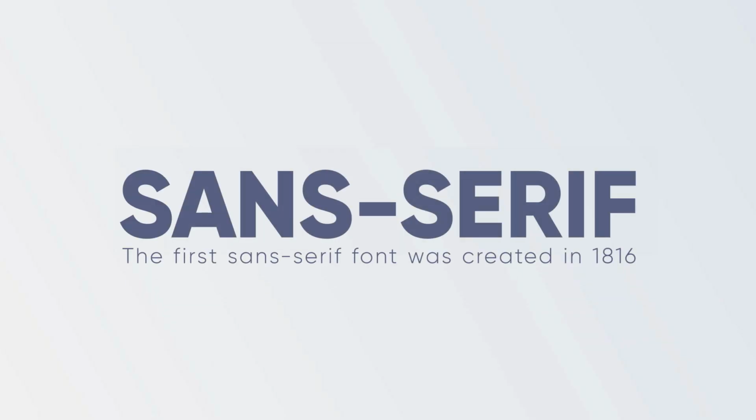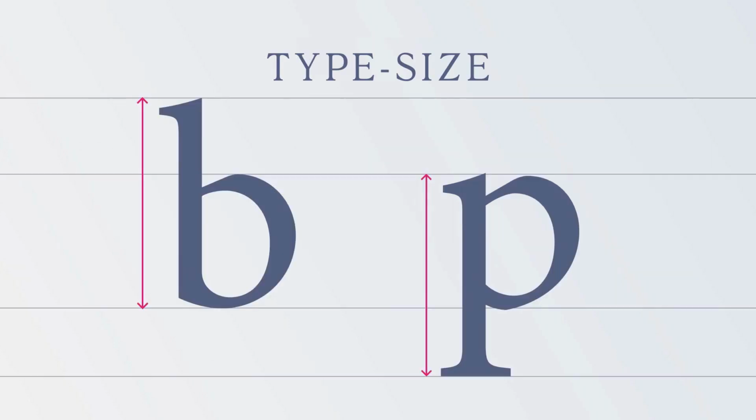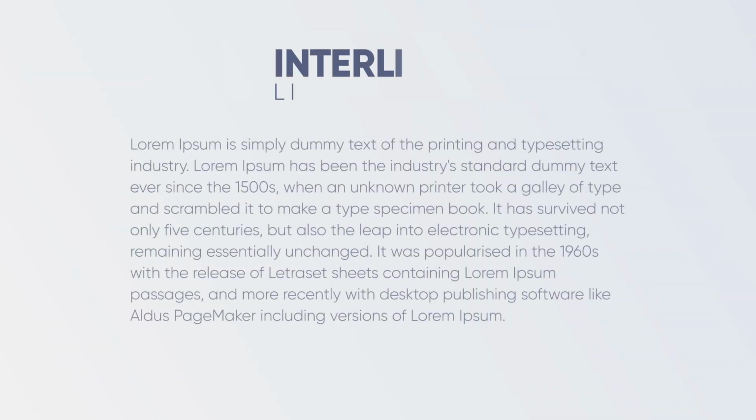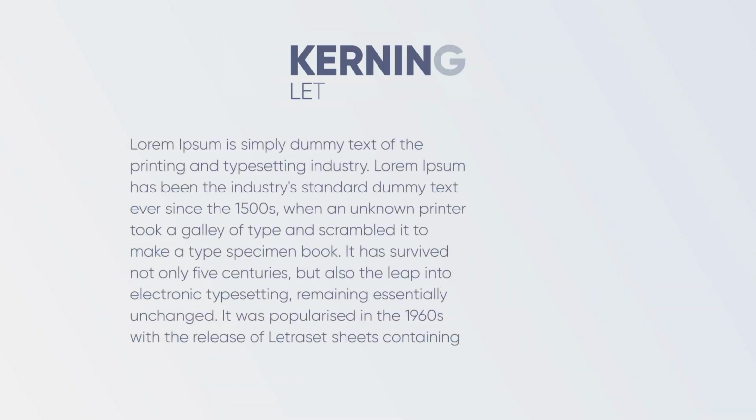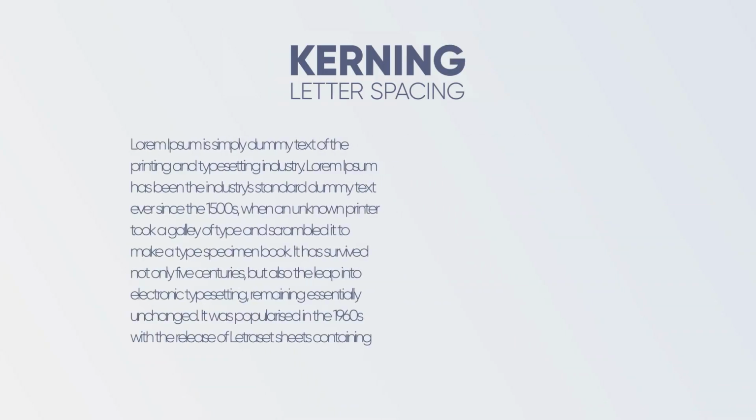The second class is the sans serif typeface. Fonts without serifs, people started to use them in the 19th century. They look more up to date, and today the most popular and the most widely spread fonts are sans serifs. The type size is the height of the letter including all the top and the bottom elements. Line spacing is the vertical distance between lines of text. Kerning is the spacing between letters in a line.